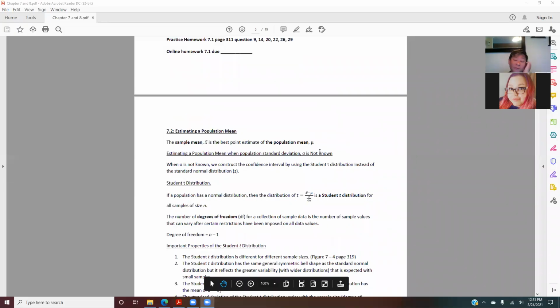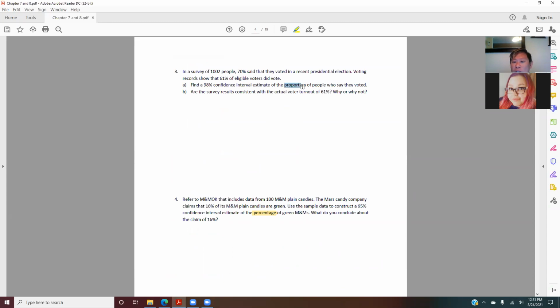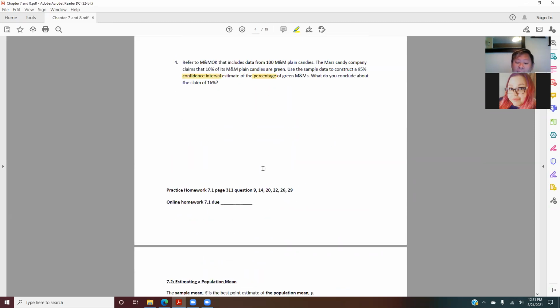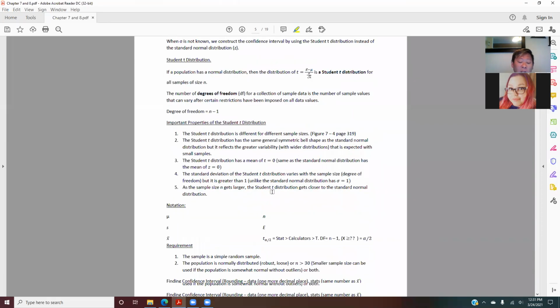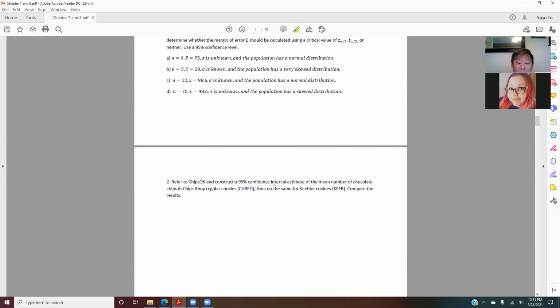So I'm going to show you how we do 7.2. Again, what is the difference between 7.1 and 7.2? 7.1 is talking about proportion or percentage. So when you read the questions, especially in the test, make sure you read the question very carefully. 7.1 is doing what we call confidence interval for proportion, or for the percentage. They are the same. 7.2 is also doing confidence interval, but it is all about the mean. So they're asking for confidence interval for the mean.